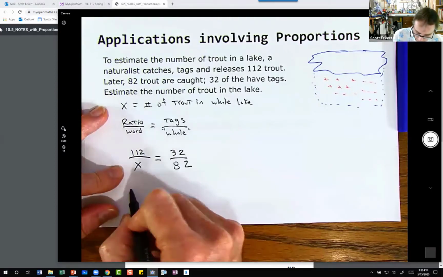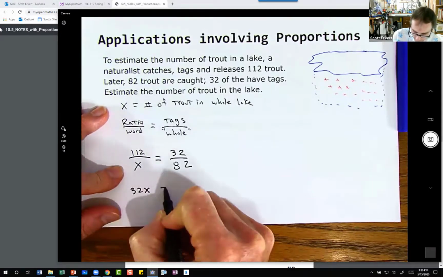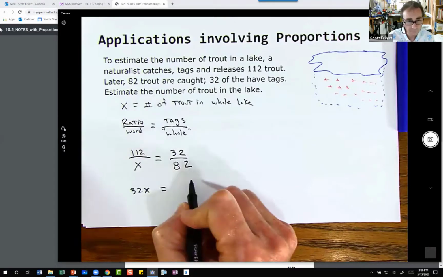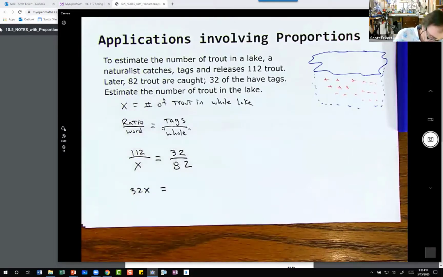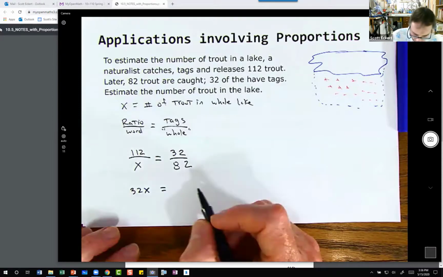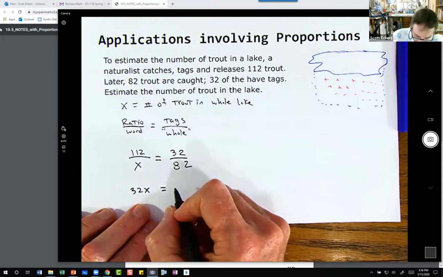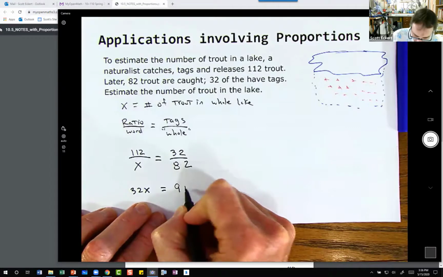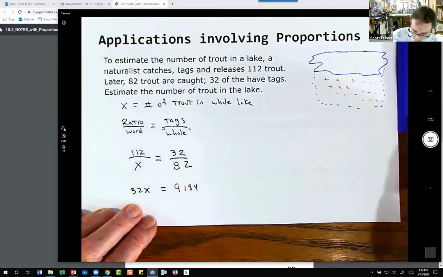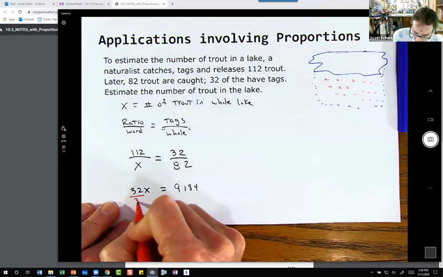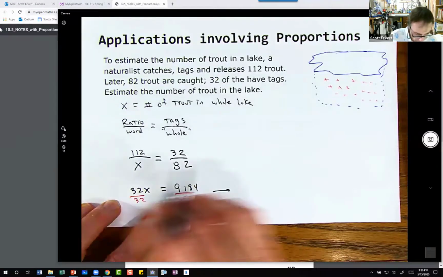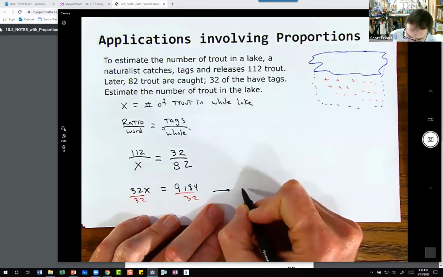I'm going to cross multiply 32x, and I'm going to cross multiply the other way: 112 times 82, and I get 9,184, and I can divide by 32. That comes out to be about 287.